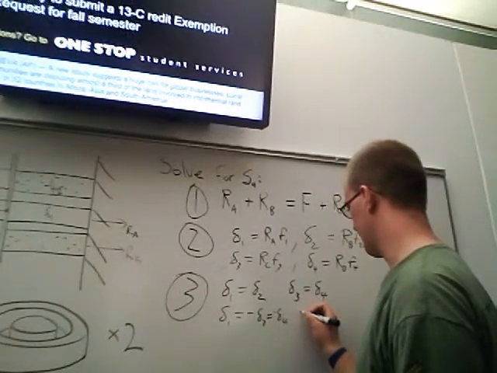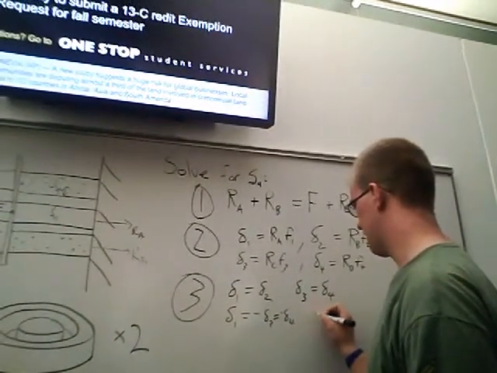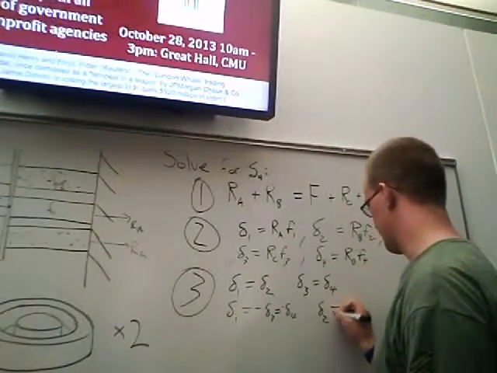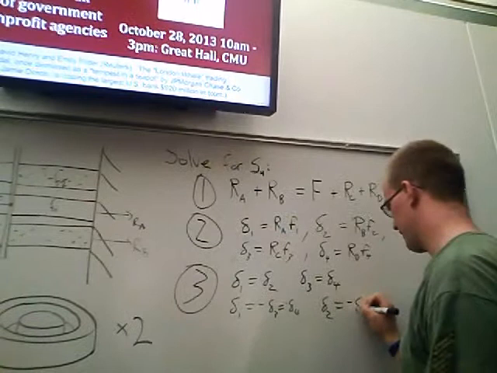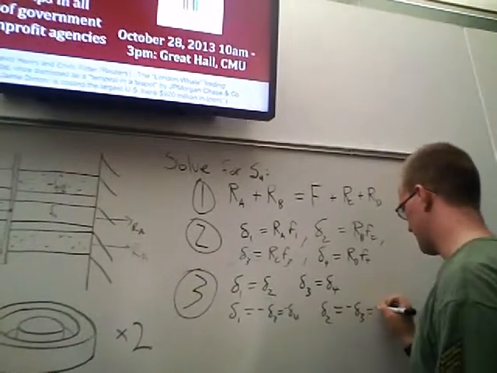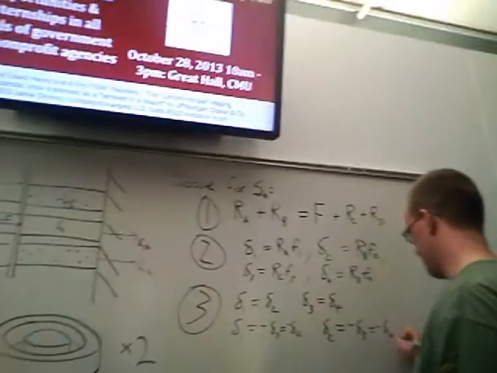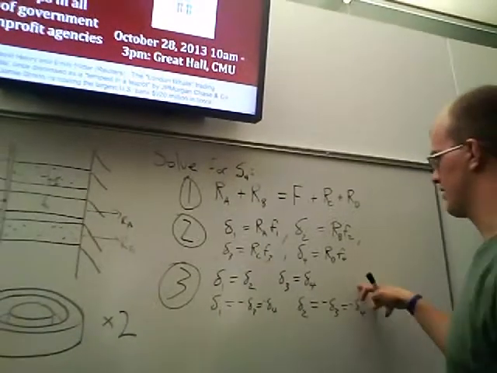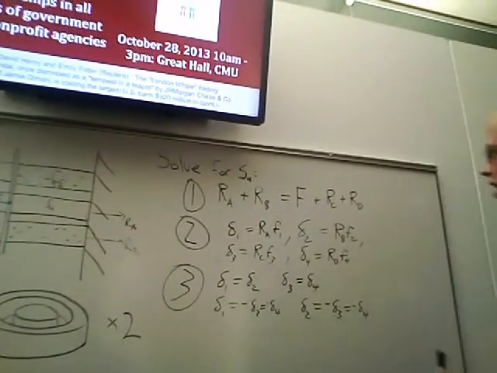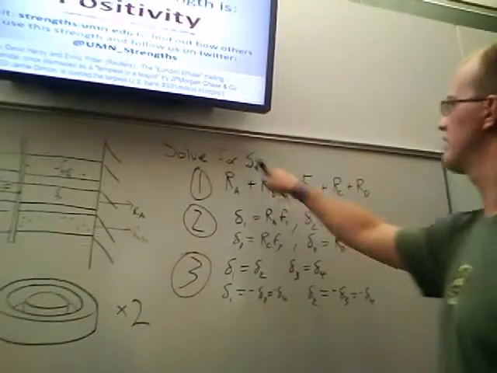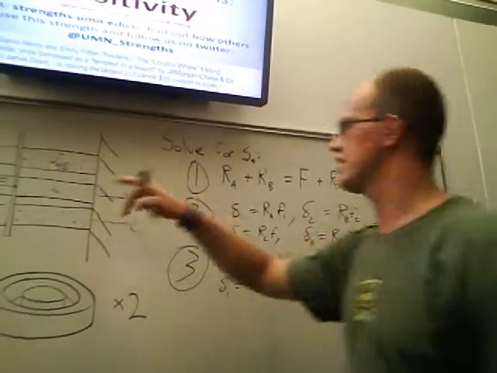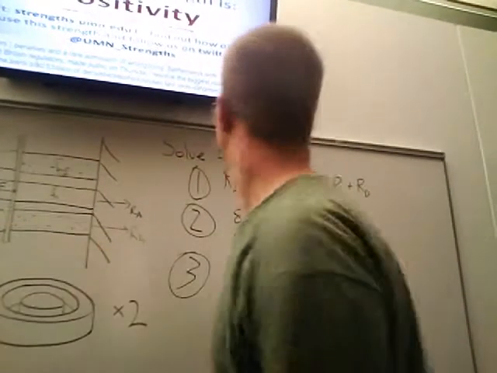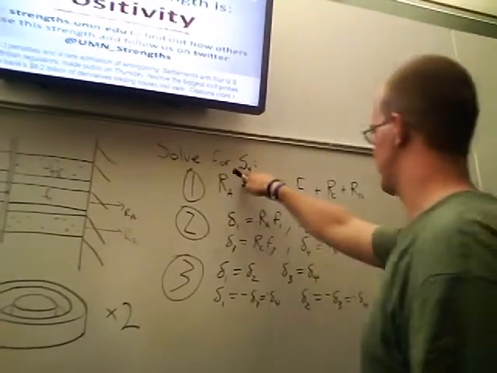Same goes for delta 2. It's also equal to negative delta 3, which is equal to negative delta 4. All right, so these are equations for compatibility. So now we're trying to solve for the change in length of this piece right here. So that means we need to find out what this is.